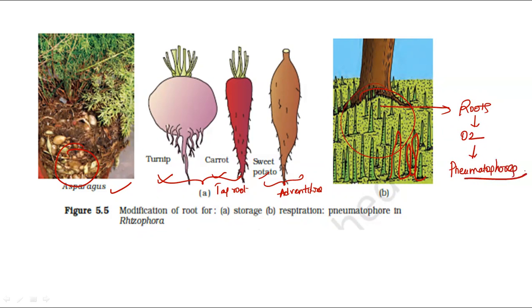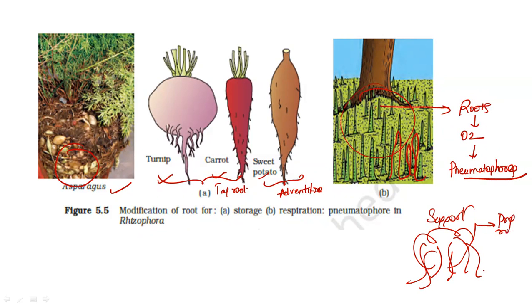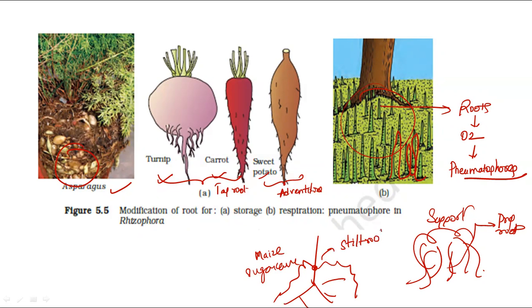So these are the different modifications. And for support, what are the modifications that we have seen? Banyan tree has roots from other parts of the plant, and they are called prop roots. And in the stem, if roots develop from the nodes, which can be seen in maize and sugarcane, these roots are called stilt roots. Okay, and prop roots can be seen in banyan tree.